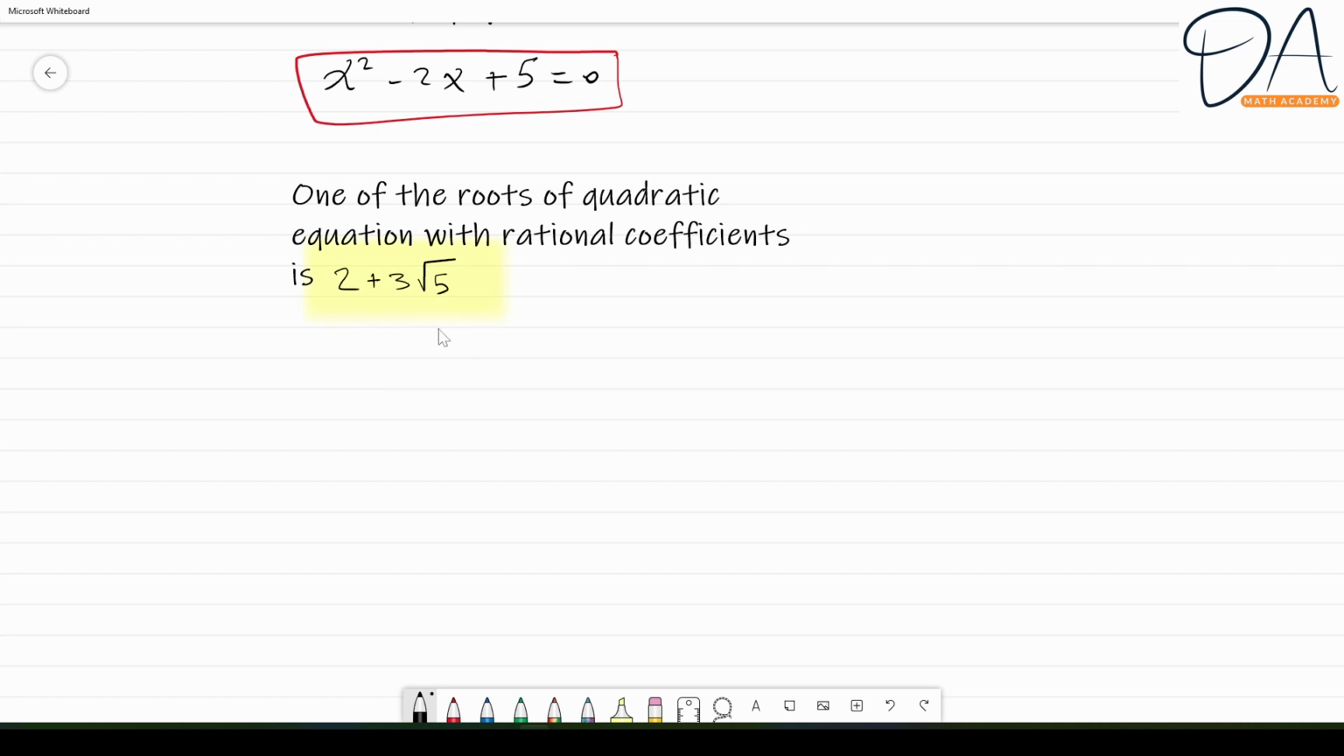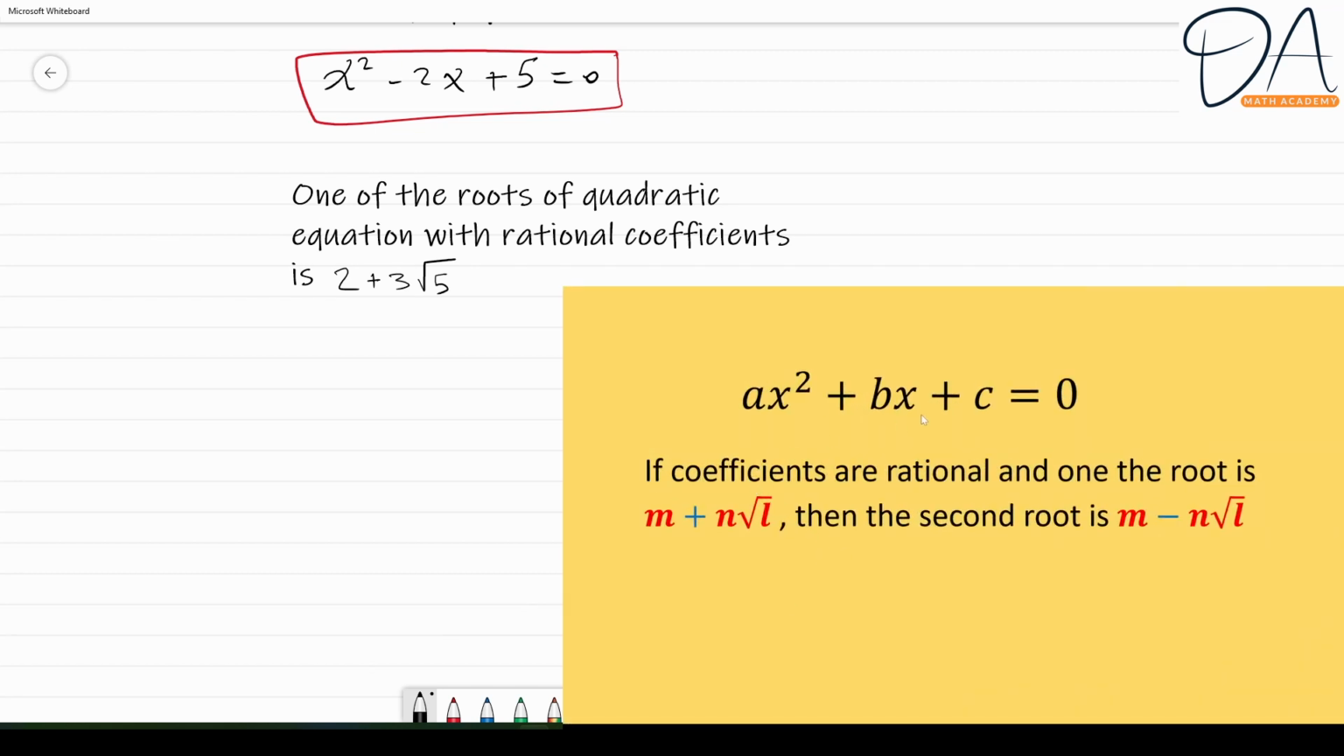So how to solve this kind of problem? To solve this, we need to figure out what is the other root. And to do that, let's remember something about the quadratic equation. So we know that for a quadratic equation, if the coefficients a, b, and c are all rational, and remember rational means we can write it as a fraction.